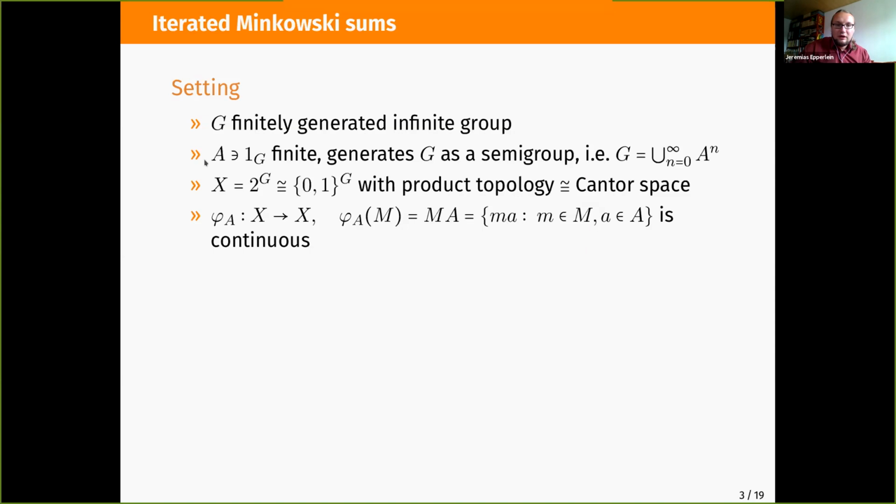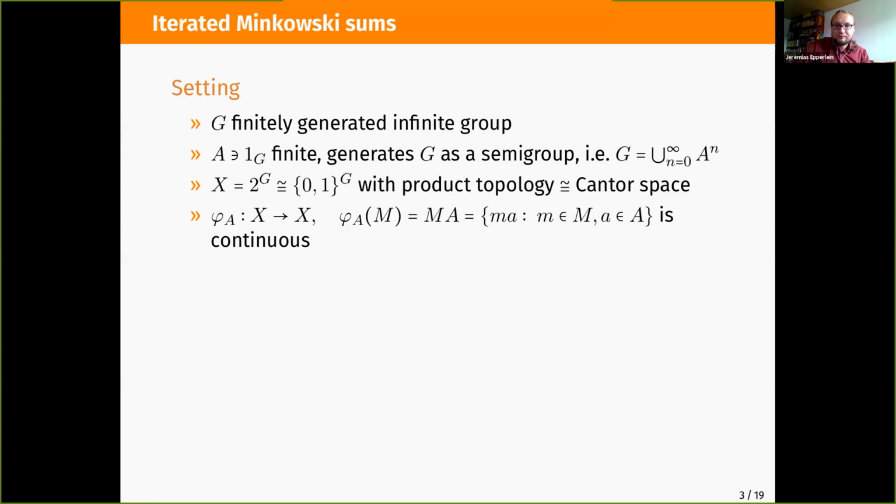And now we want to have a topological space. So we take the power set of G and think of these elements as 0,1-valued functions from G. And we end up with a product topology, or let's say a topology of pointwise convergence. And since G is countably infinite, we get a nice Cantor space. And now we have a map from X to itself. We denote it by phi_A because it depends on this generating set. It takes a subset M of G and returns all possible products between M and the generating set. So it adds all neighbors in the Cayley graph. And since A is a finite set, this is a continuous map.